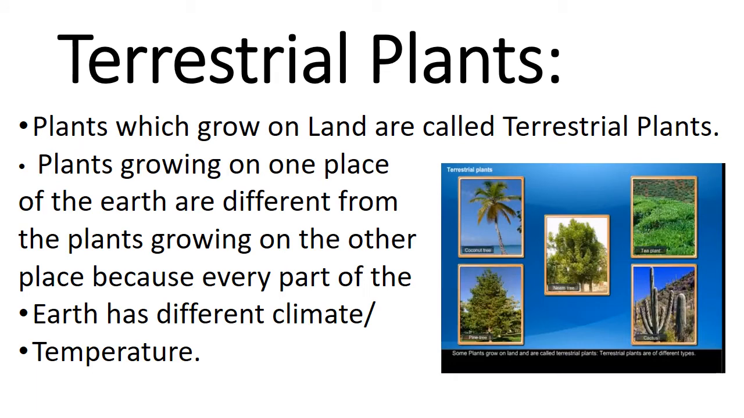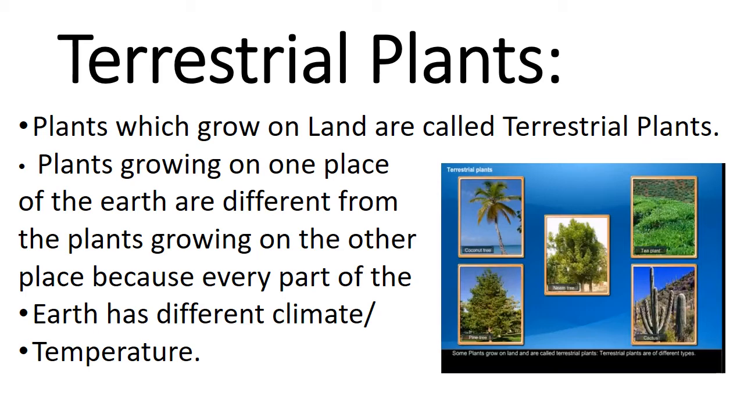Terrestrial plants. Plants which grow on land are called terrestrial plants. Plants growing in one place on the earth are different from the plants growing in another place because each part of the earth has a different climate and temperature. So if you look at this picture, all the plants like coconut tree, pine trees, tea plants, neem tree, cactus, all the plants that grow on land are known as terrestrial plants.